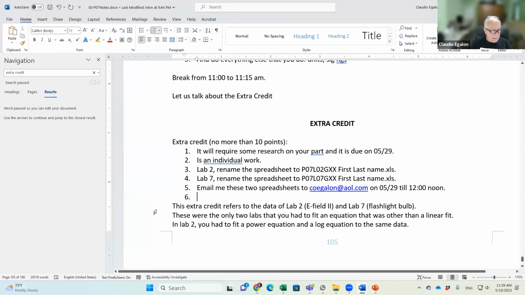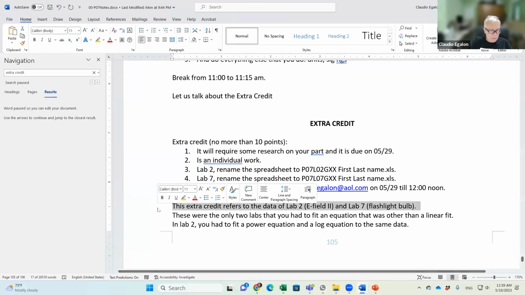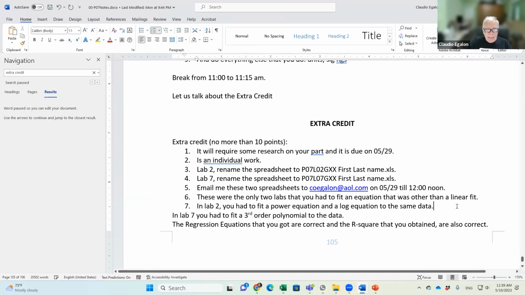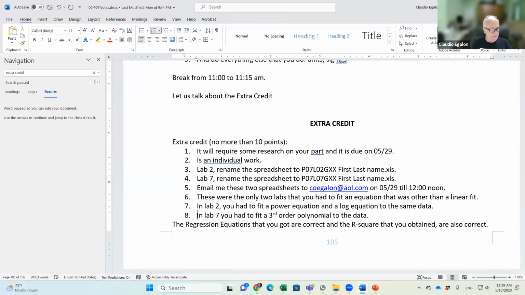Okay, these 2 were the only 2 labs that you had to fit an equation other than a linear fit. In lab 2, you had to fit a power equation and a log equation to the same data. In lab 7, you had to fit a 3rd order polynomial to the data.